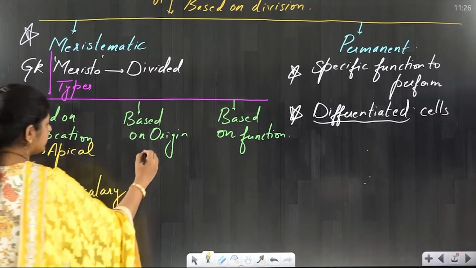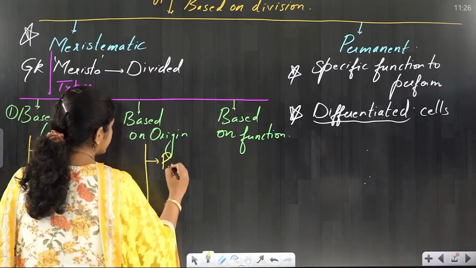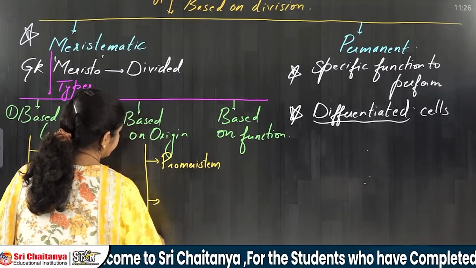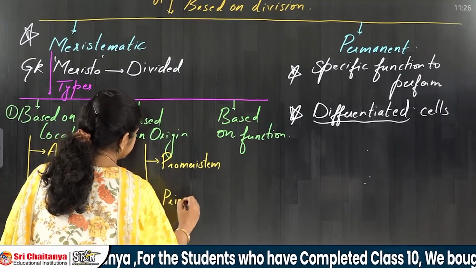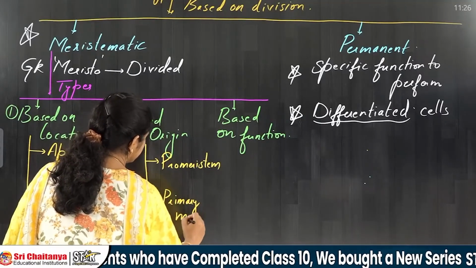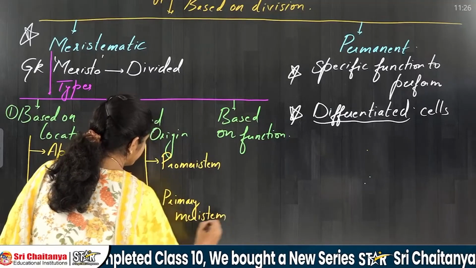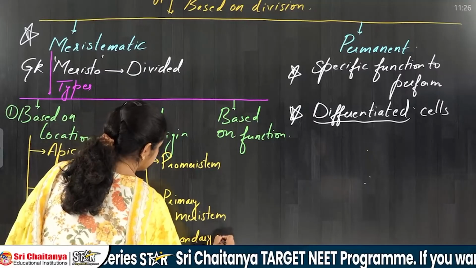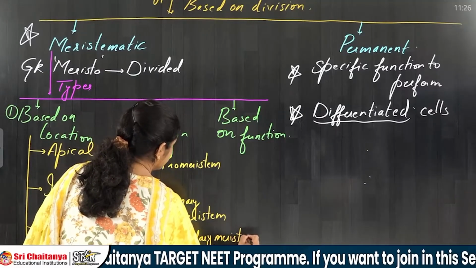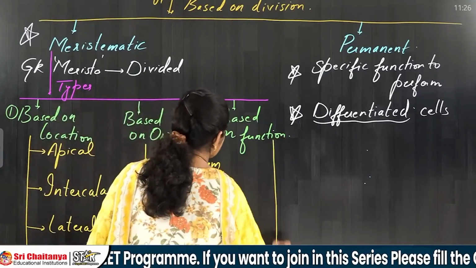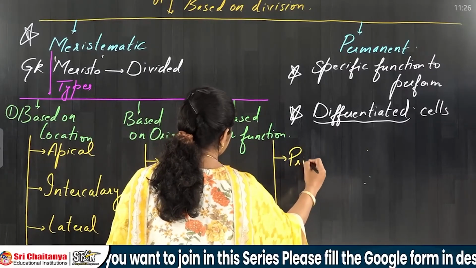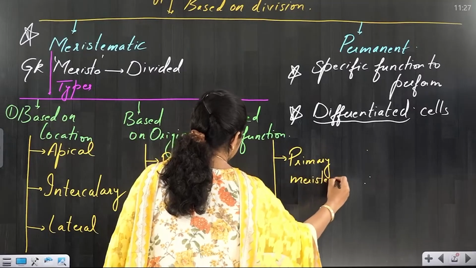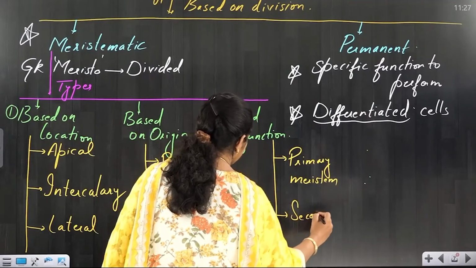Right? Based on origin, how many types? Promeristem. It is also made up of the primary meristem. It is also made up of secondary meristem. Right? Based on the function, what is there? Primary meristem and the secondary meristem.